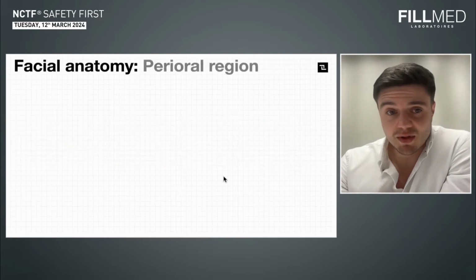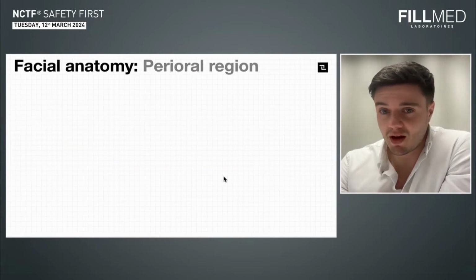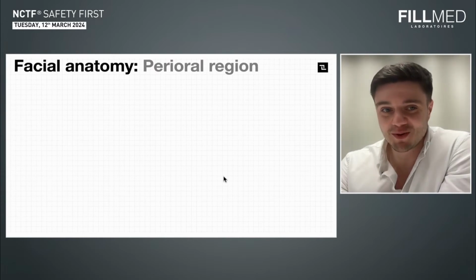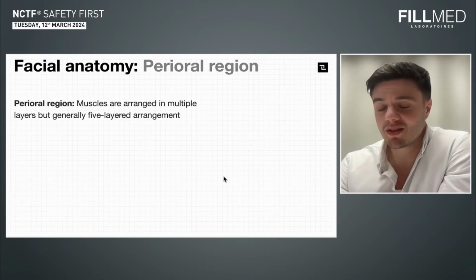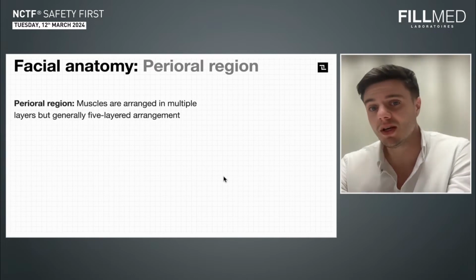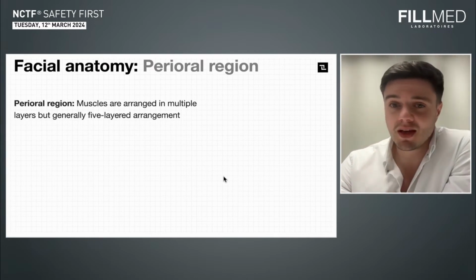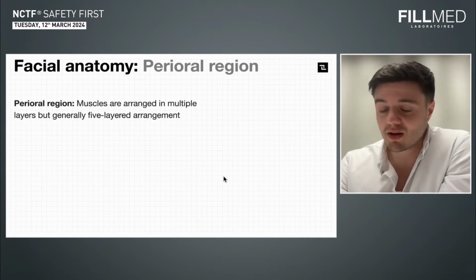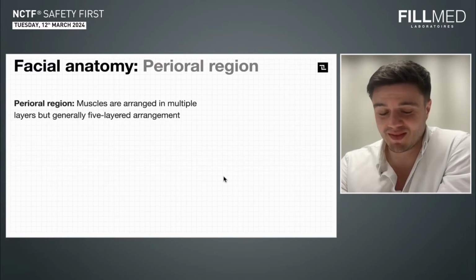And the last region we want to touch in this webinar, also very commonly treated with skin boosters such as NCTF, is the perioral region. And the perioral region, just like the forehead and the glabella region, is essential when it comes to expressing emotion, to the aesthetic perception and communication. And this is also the reason why many patients want treatments of their lips and their perioral region.